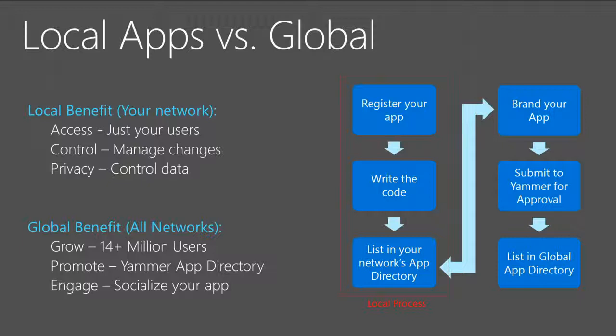The registration process is similar to the local, only you bring it a step further in branding your application. Typically, a partner will set up some form of web landing page and submit the application for the Yammer team to approve. It's then rolled out to the global Yammer app directory where they can start engaging all the users within Yammer.